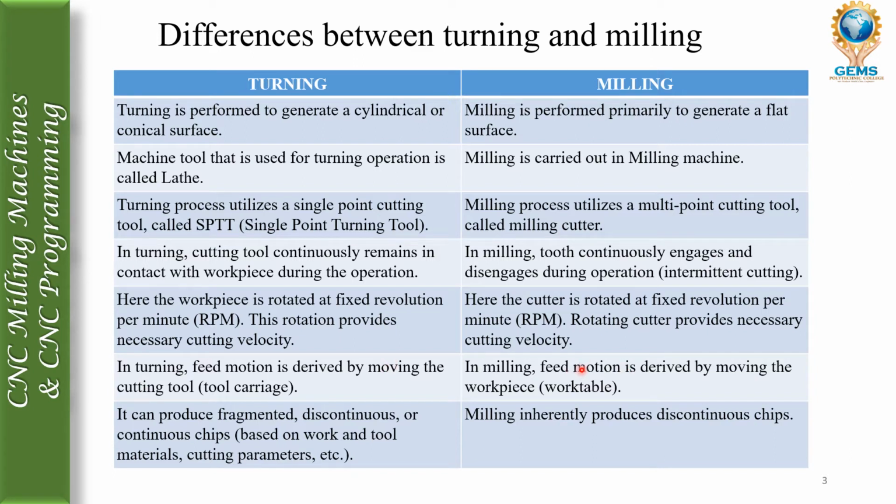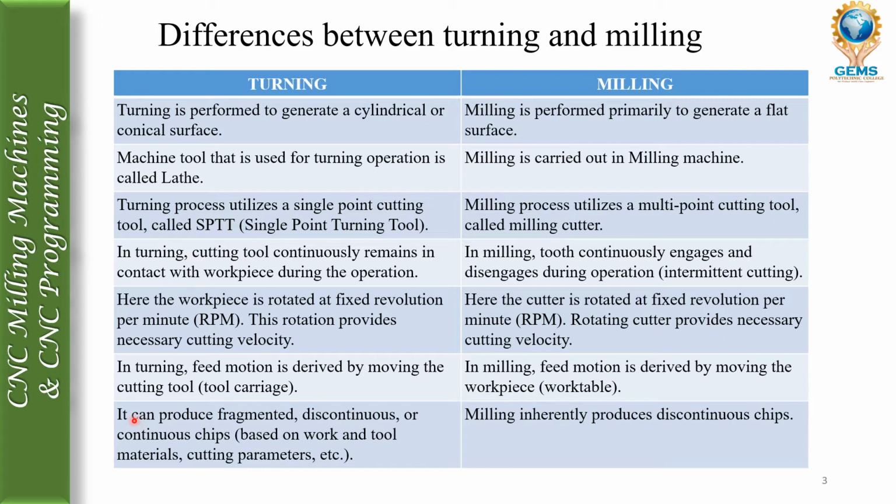But in the milling machine, feed motion is derived by moving the workpiece. Here the cutter is rotating, but the feed motion, meaning the feed rate and depth of cut, is derived by moving the workpiece. The workpiece is kept on the work table. You have to move the workpiece towards the cutter.